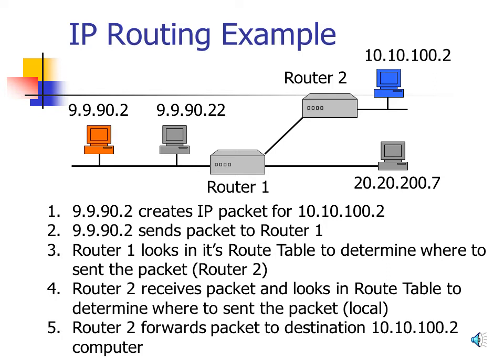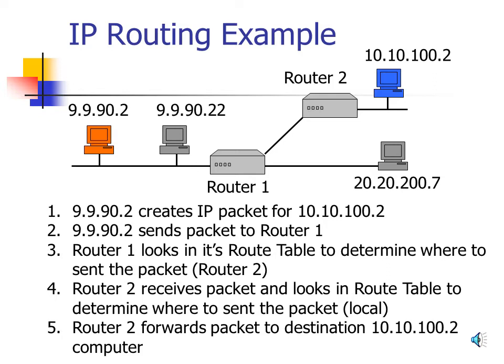And by looking at this route table, router 1 will see that it has to forward the packet destined to the blue computer to router 2, because that's where that computer resides. So router 1 will take that packet from the red computer and then forward it to router 2.